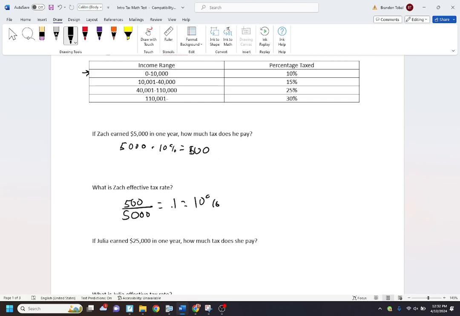So next one, Julia earns 25K. So that includes the first bracket and the second bracket. So 10,000 of that is going to be in the first bracket. So 10,000 times 10% equals $1,000. Then she has left over $15,000. That $15,000 goes into the next bracket, which is 15%.